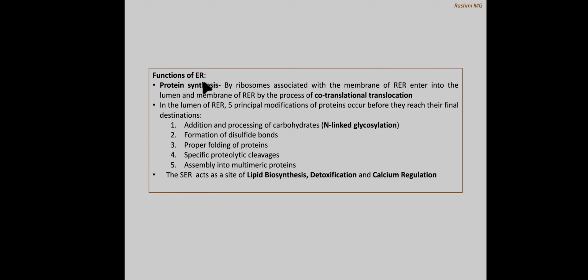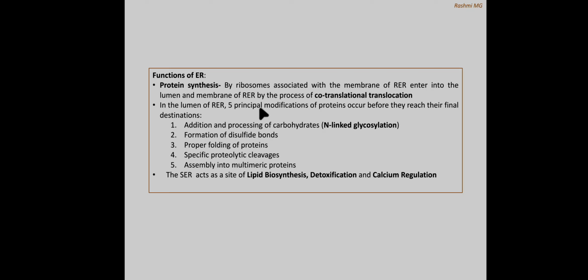Functions of endoplasmic reticulum. First is protein synthesis. As it is embedded with the ribosome, it helps in protein synthesis. And also here you can see co-translational translocation. What is it? Just remember, co-translational translocation means where the translation process and the translocation process are happening parallelly.